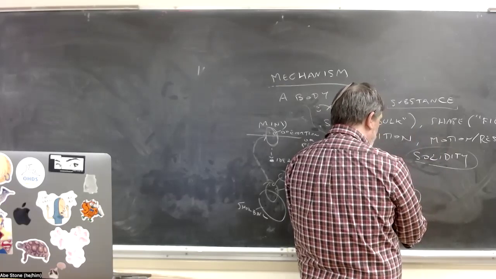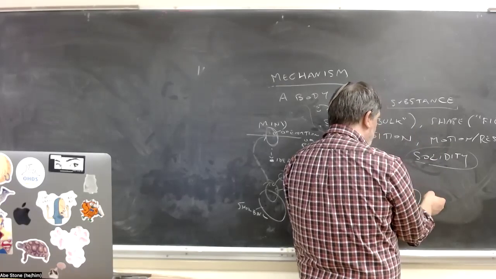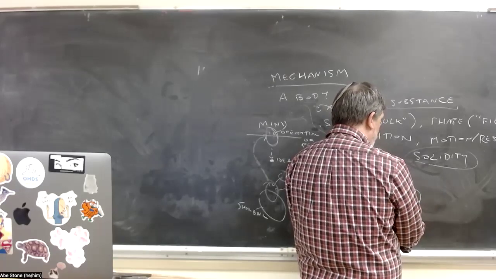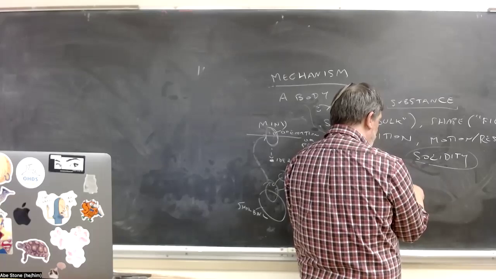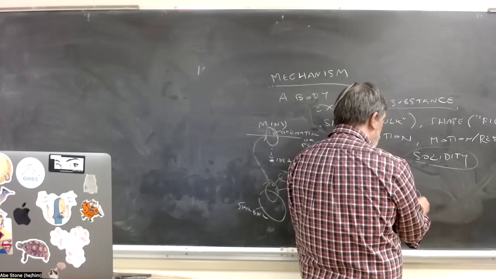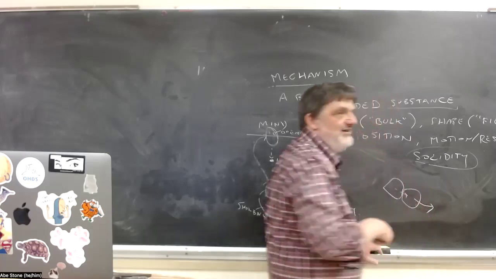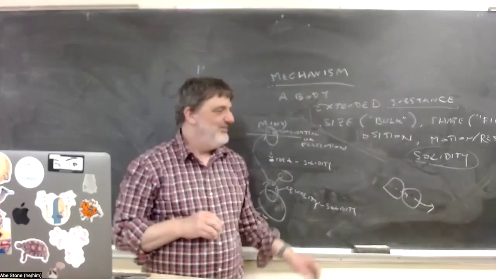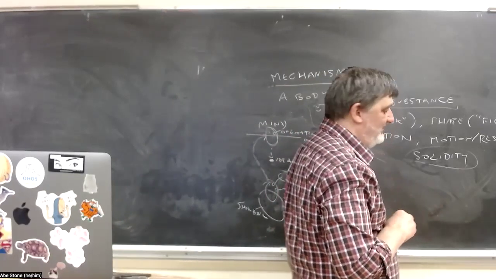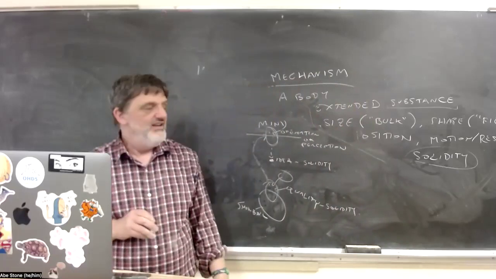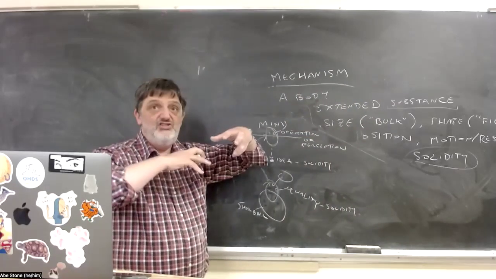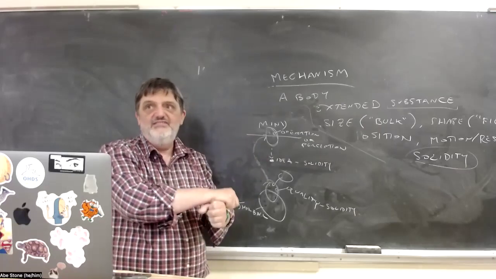They can affect each other because each one excludes the other one from the space that it's in. So if this one is moving and it comes and hits this one, then either this one has to move or this one has to stop. Right? So they can affect each other by pushing. And again, this is why this is called mechanism. It means everything works the way a machine works, by things pushing each other.